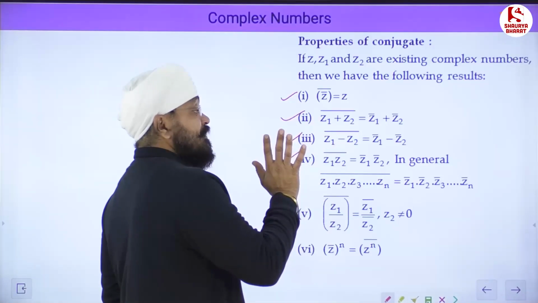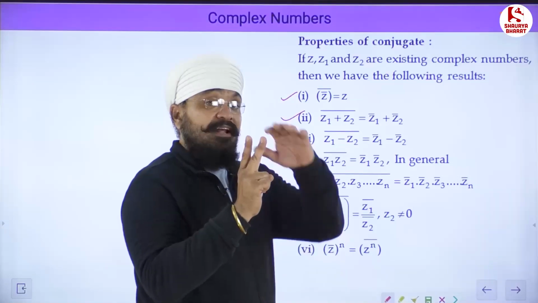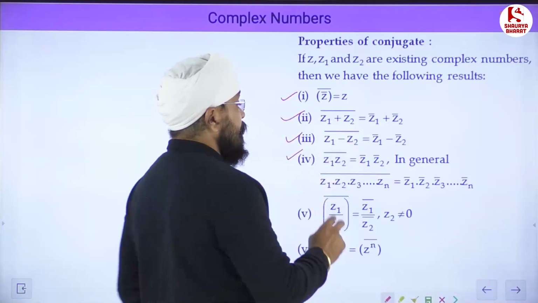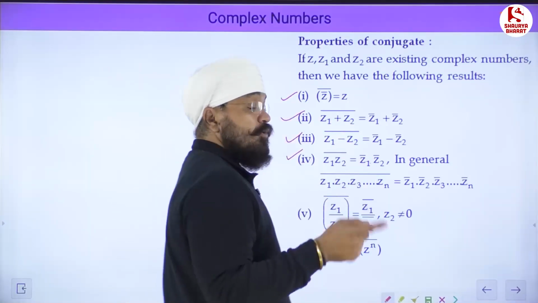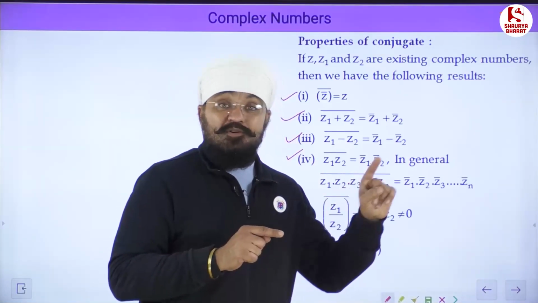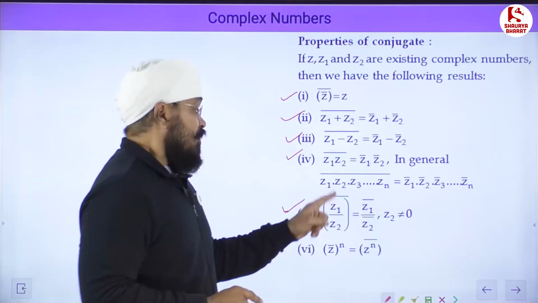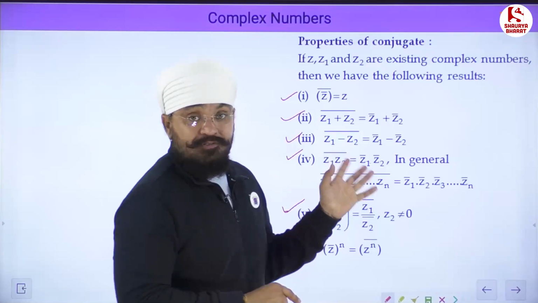If we go with the multiplication format, it is when we take the multiplication of two complex numbers and take its conjugate, that means the bar is taken. So it will be nothing but the product of the conjugates. So we can say the conjugate of the product is the product of the conjugates. And similarly, if I go with the division, the conjugate of the division is the division of the conjugates.